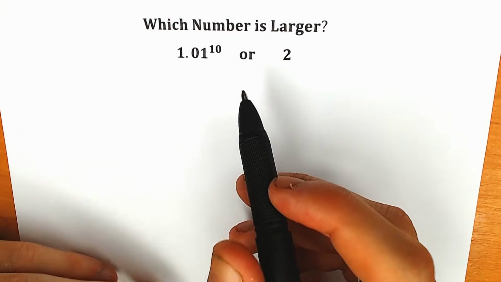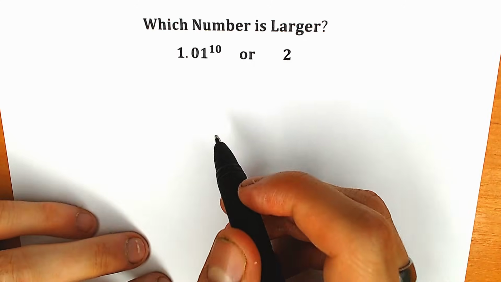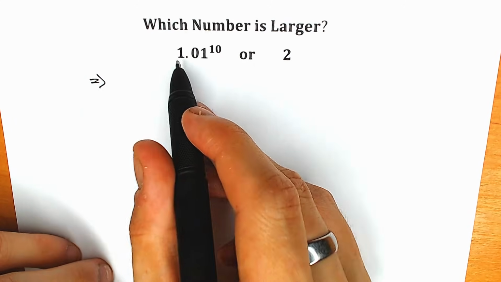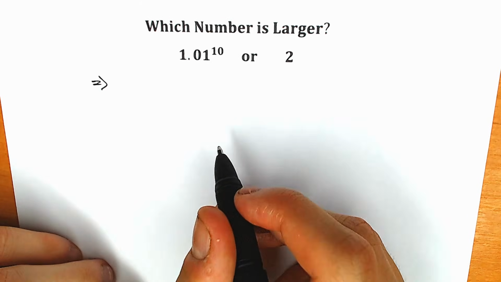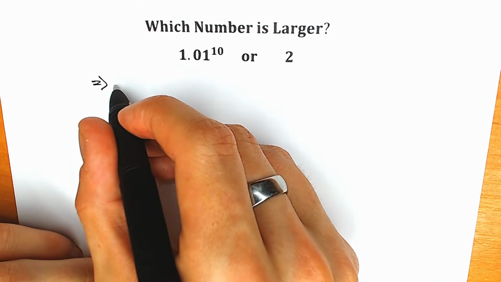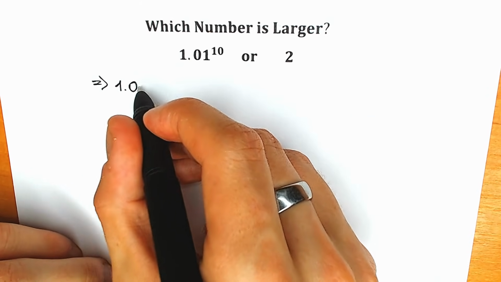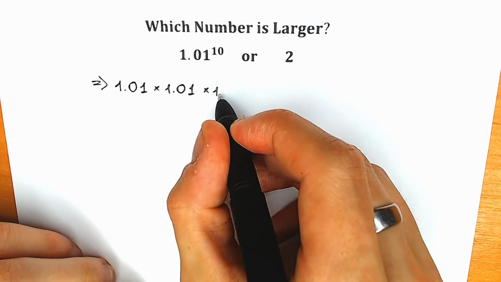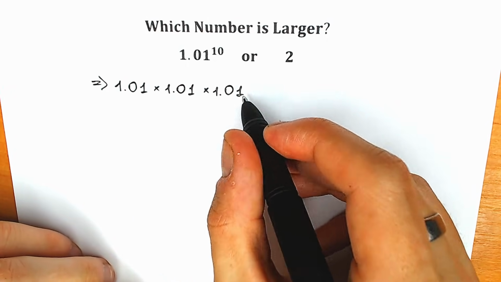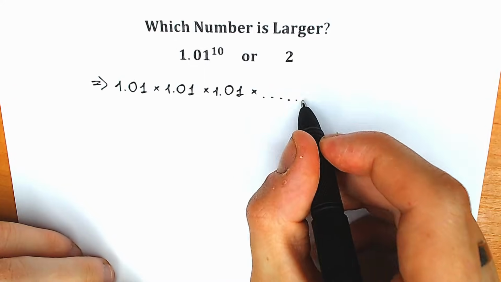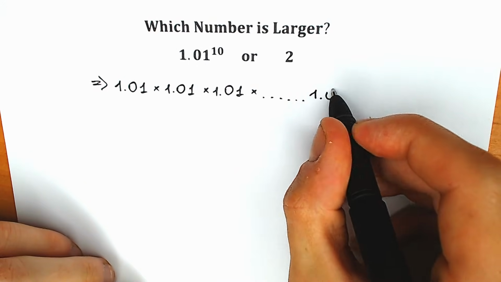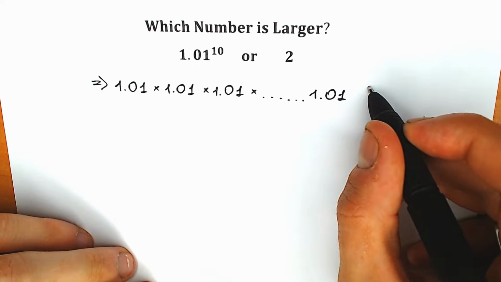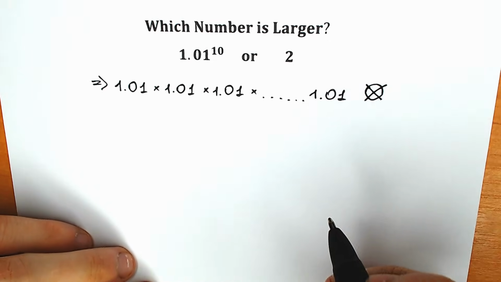The first way is the basic one, but to be honest I don't recommend that approach. A lot of students might think, okay, let's just raise 1.01 to the power 10 with the basic method. We have a power, so we need to multiply 1.01 times 1.01 and times 1.01, ten times. I don't recommend this method because it is long, so forget about it.